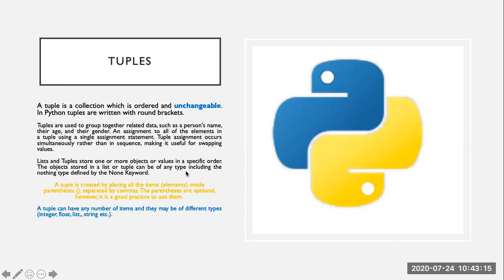When we are creating tuples, we can also create a tuple without any value. For example, if we want to create a tuple without any value, then we will define that with the None keyword. So a tuple is created by placing all the elements inside parentheses separated by commas. Parentheses are optional, but it is good practice to use them.